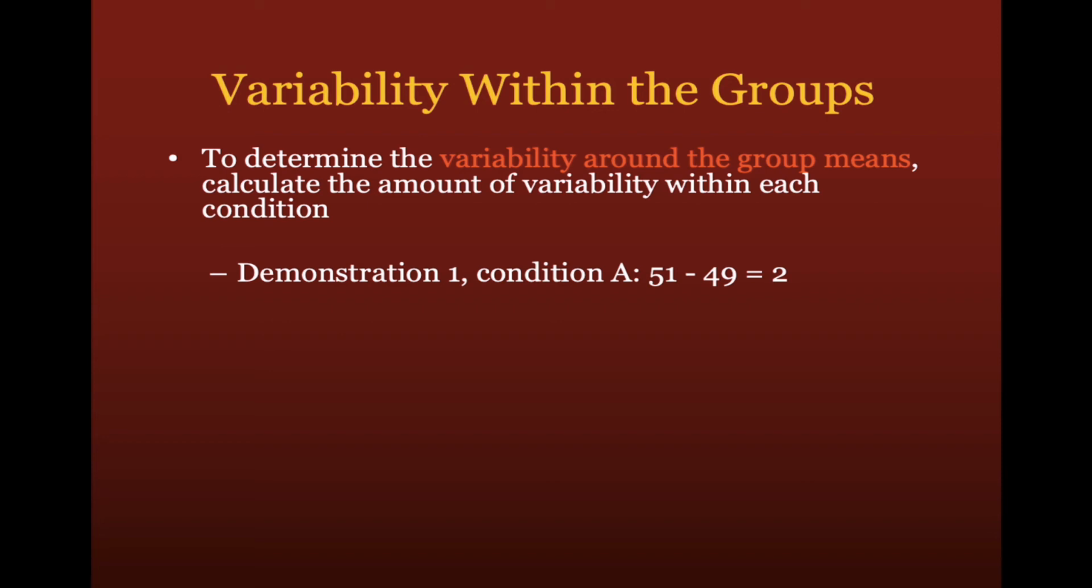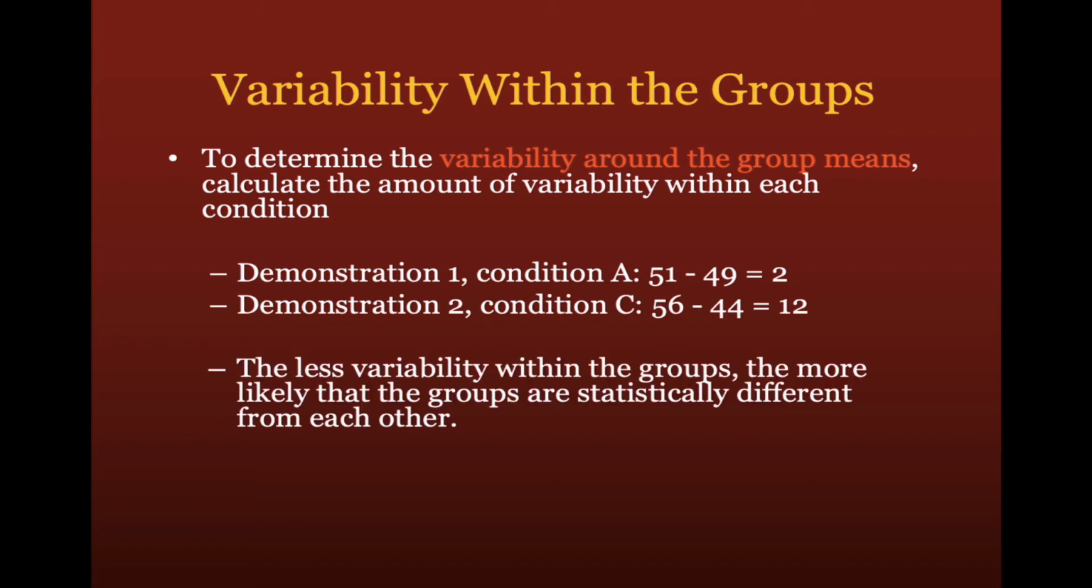All right, so for condition A, we had a range of 2. For C, we had a range of 12. So like A and B, we had ranges of 2. For C and D, we had ranges of 12.